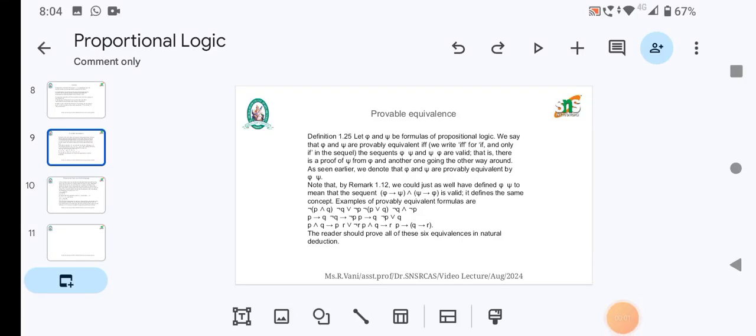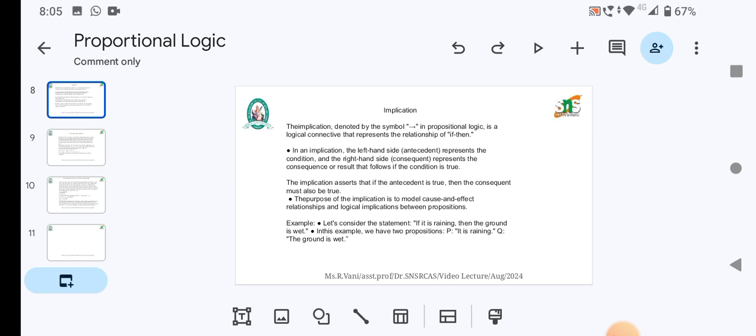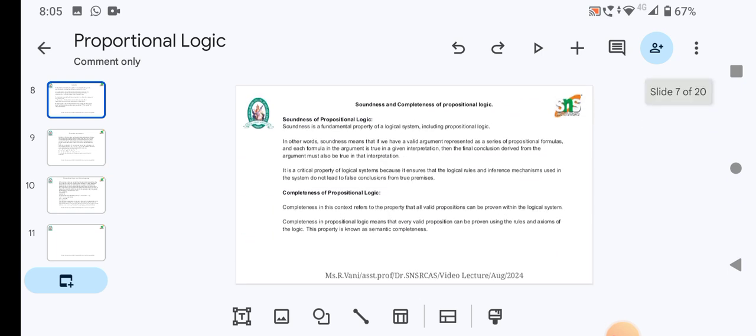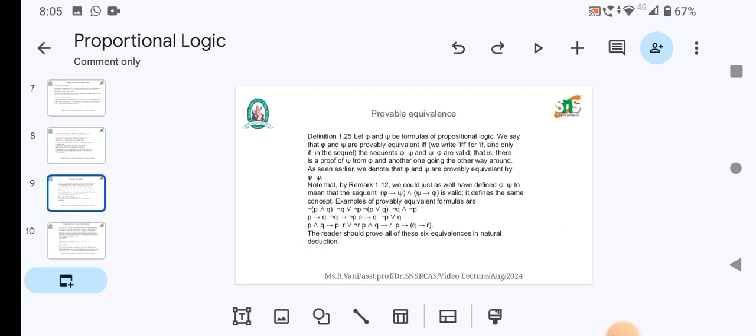Everyone, I am continuing the session with provable equivalence. In the last session we saw implication and the soundness and completeness of propositional logic. Now I am going to talk about provable equivalence.